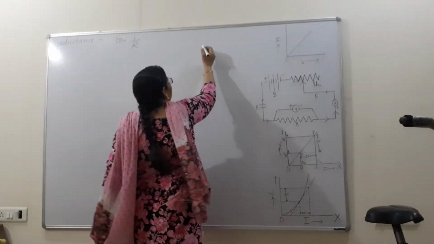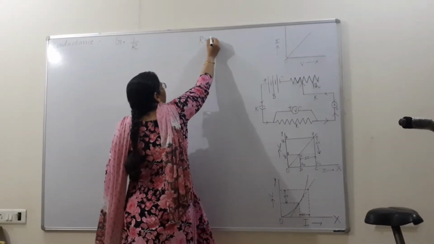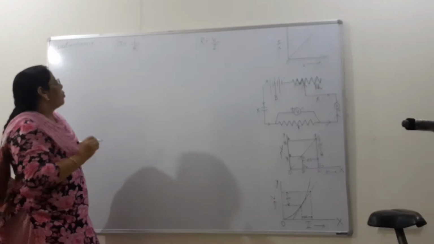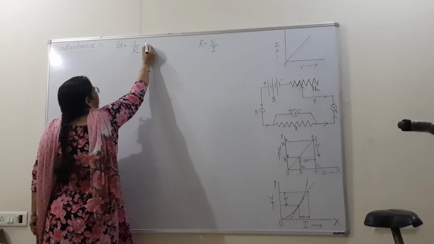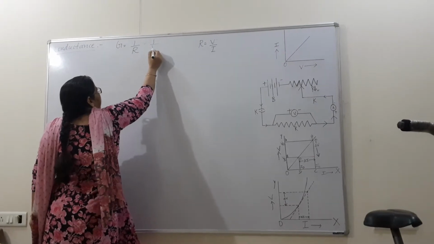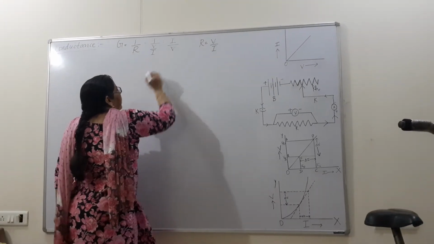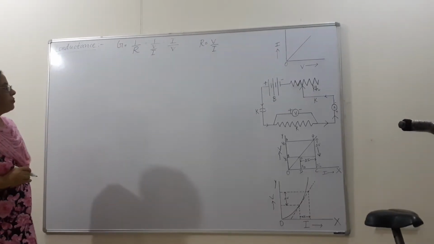Then beta, we know the formula of resistance, R is equal to V by I according to Ohm's law. So if we substitute the value here, it will be 1 divided by V over I. So it will become I divided by V.